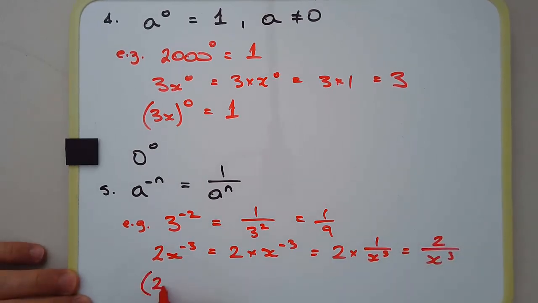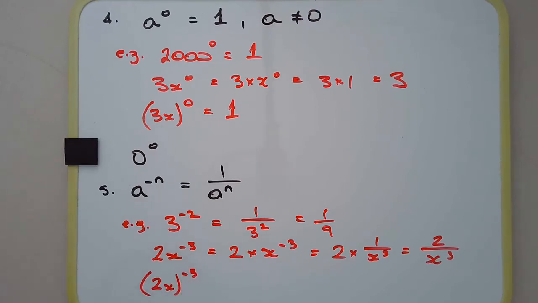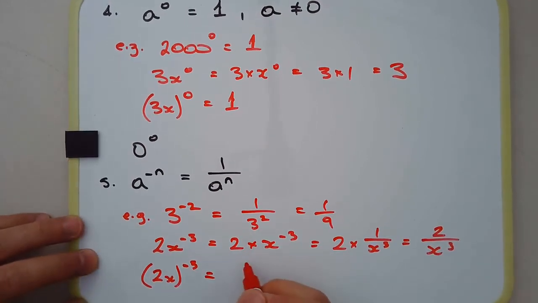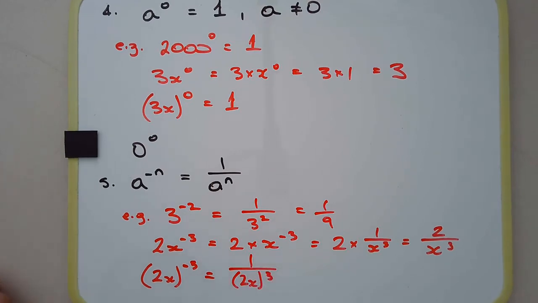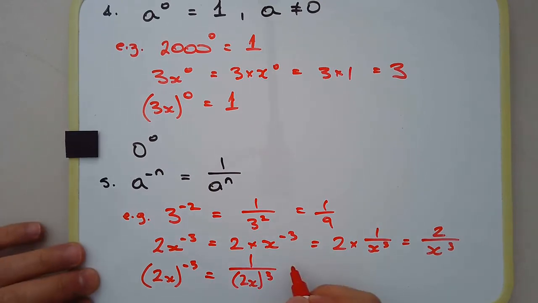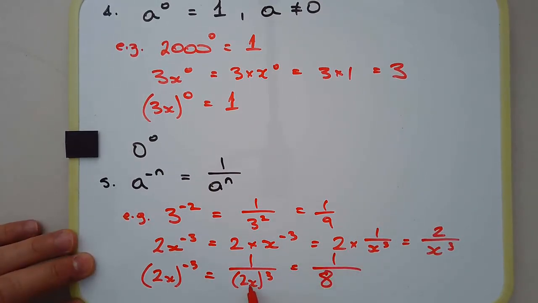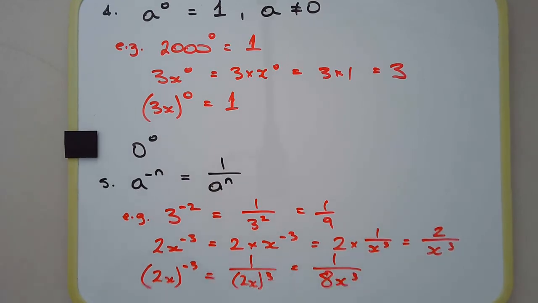Now, what happens if we had (2x) in brackets to the negative 3? What happens there? The whole bracket becomes a denominator. In other words, the reciprocal is applied to the entire bracket. I'll just move that board up a little bit. We get 1 on (2x) all cubed, and we can expand that using index law number 3, the power to a power law. So that's really 1 over 2 cubed, which is 8, x cubed is just x cubed, and that would be the answer to this example.